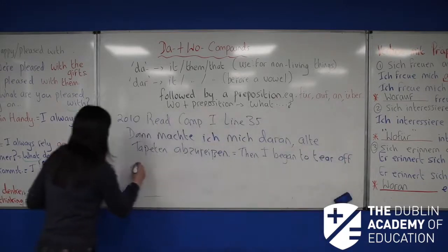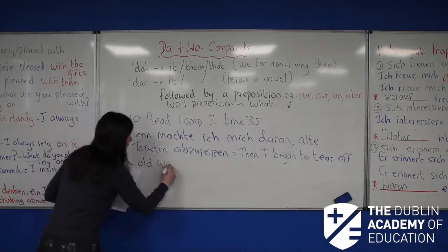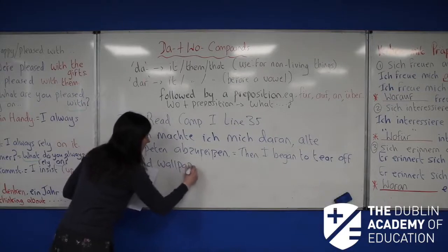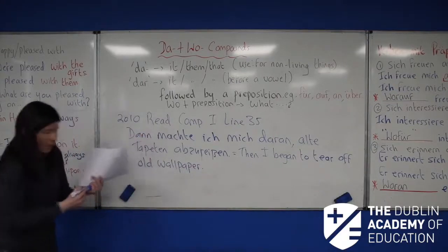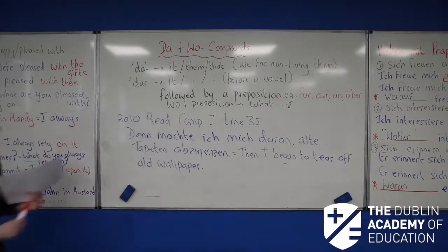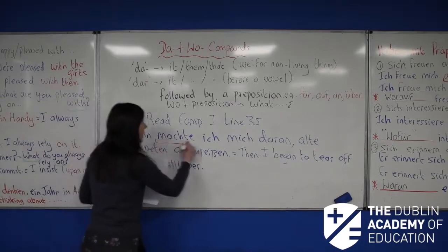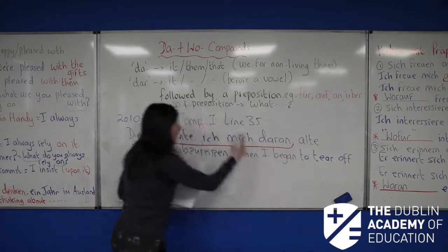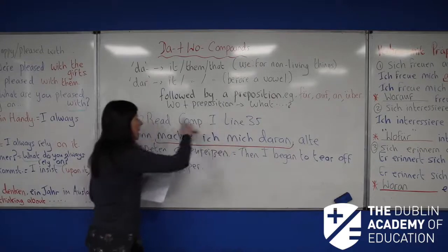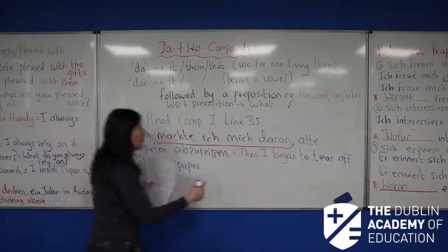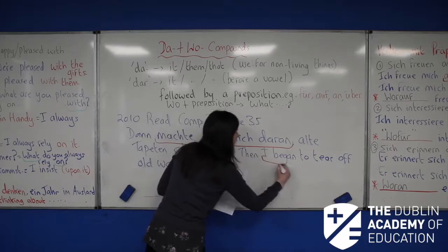Tear off old wallpaper. Okay, but again, it's this here. See, machte ich mich daran. So we can see it's reflexive because it's mich, machte ich mich daran, and that's how you say I began to, or I started to.